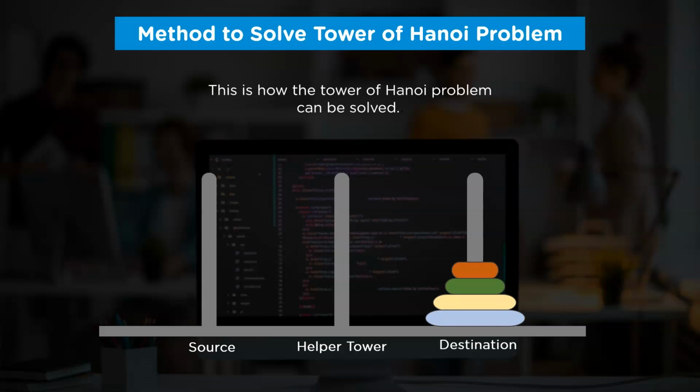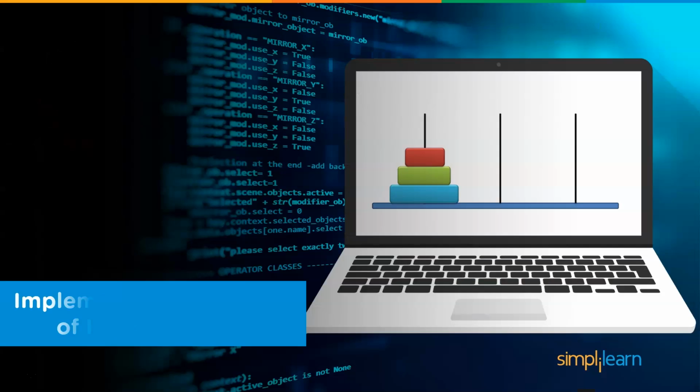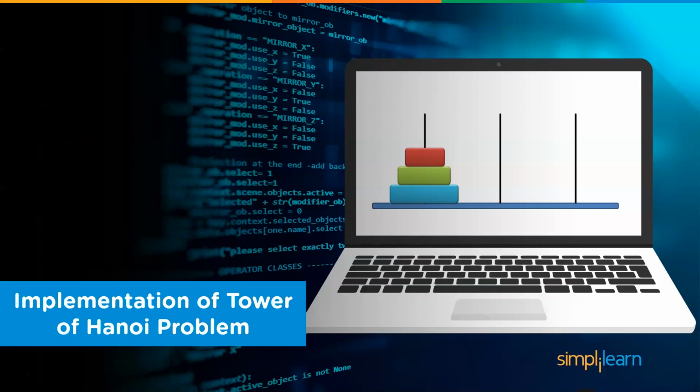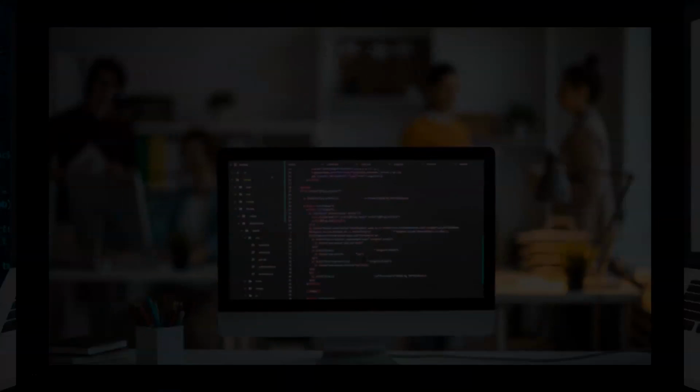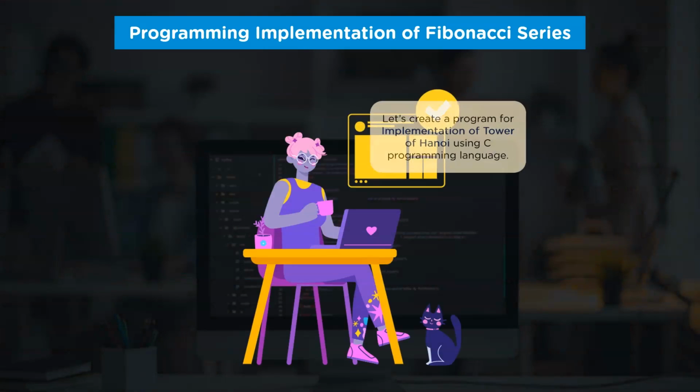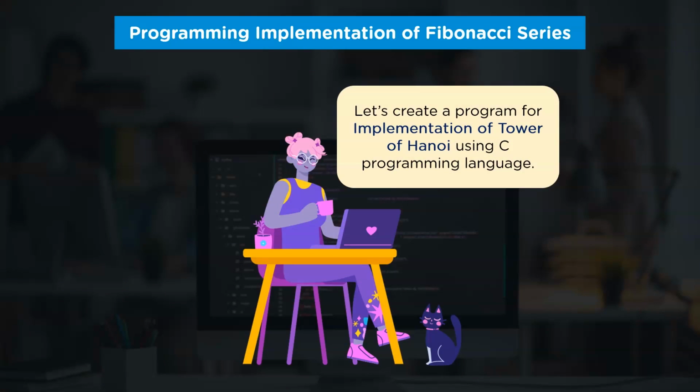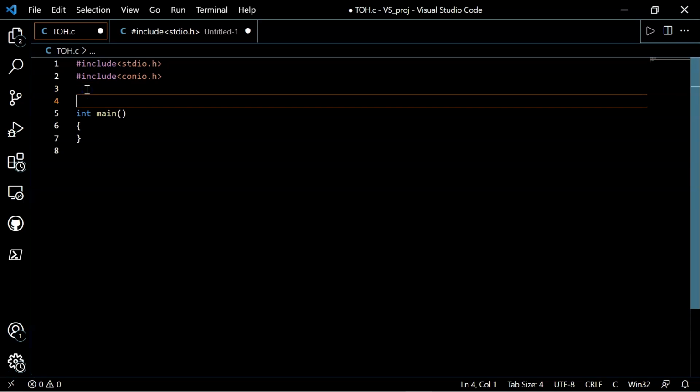So moving ahead, we'll develop a program to implement a solution to this Tower of Hanoi problem. The language that we are going to use for this implementation is the C programming language. So without wasting any time, let's move to the code editor. Here, to begin with our Tower of Hanoi implementation, let's first create a utility function named TOH.